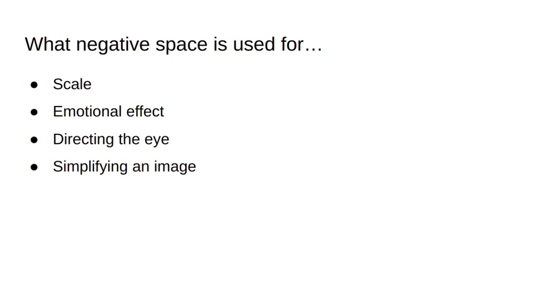So the lack of detail, the minimalism used, creates a very striking image. And it simplifies the image because of the details.